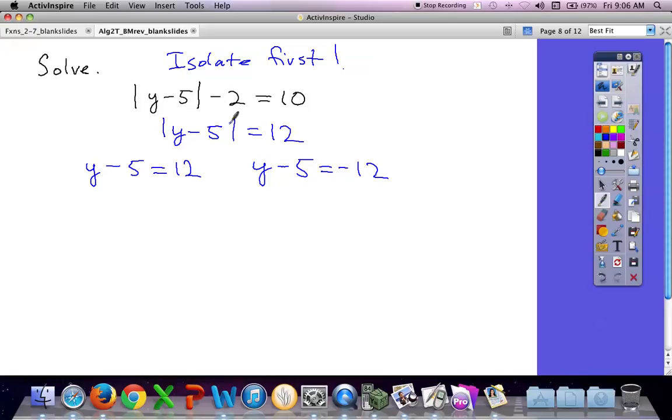Okay, now that you don't have absolute values, you can solve these. You could do algebra. You just can't do it if there's still the absolute value symbols in there. So solve. y equals 17. y equals negative 7. So remember, isolate and then break down.